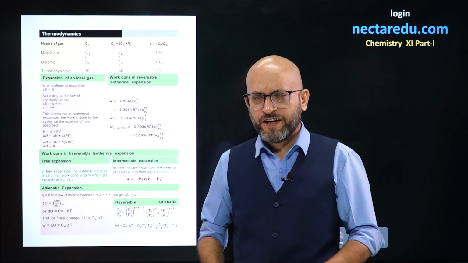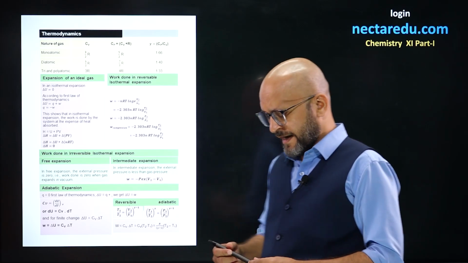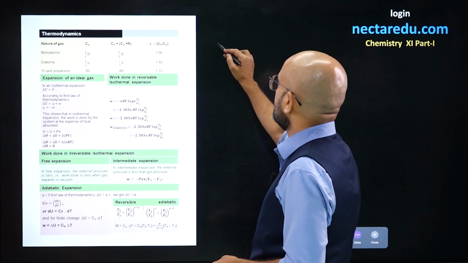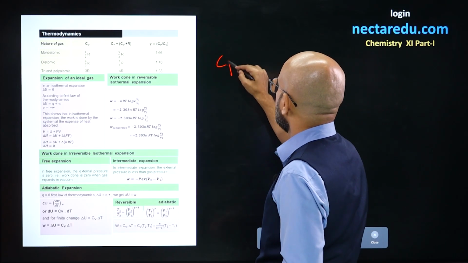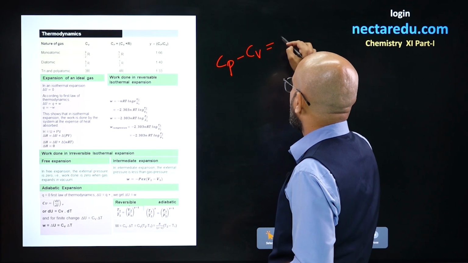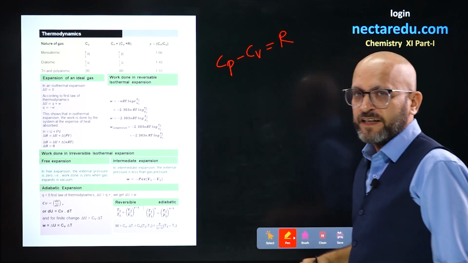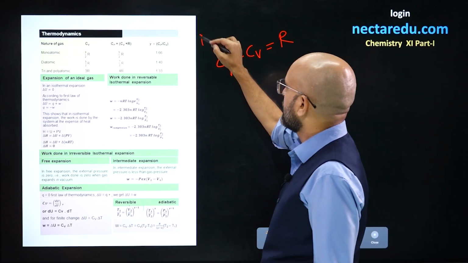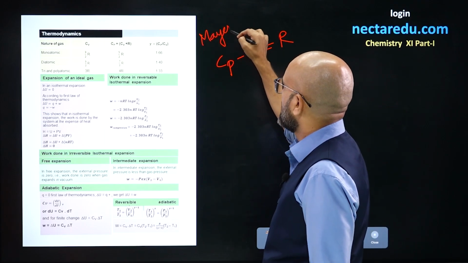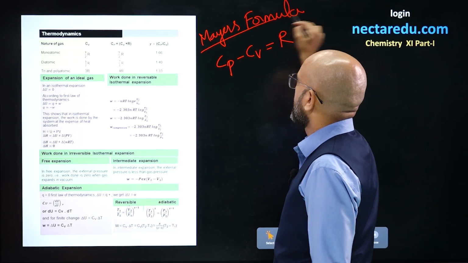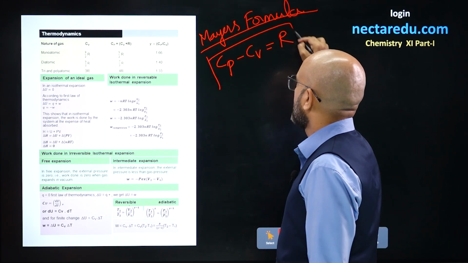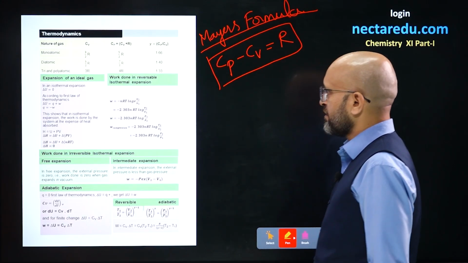So now we have Mayer's formula that goes like this. Mayer's formula is Cp minus Cv equals R. This is called Mayer's formula. Alright. Now we will be using it for calculation of Cp or Cv values.